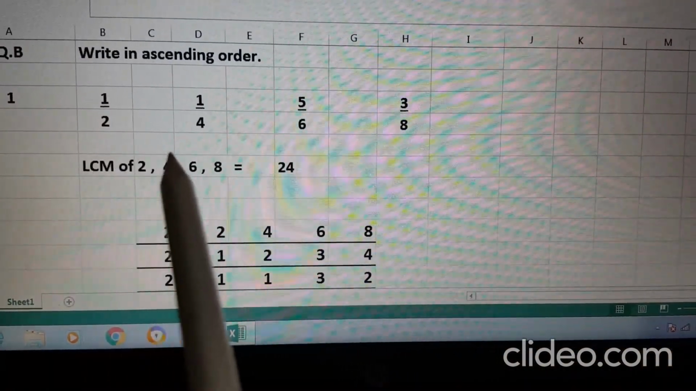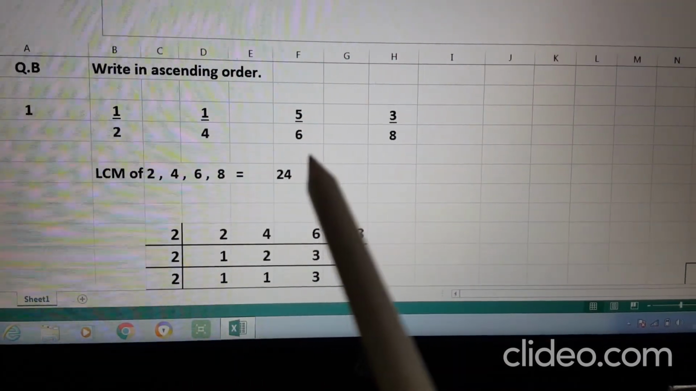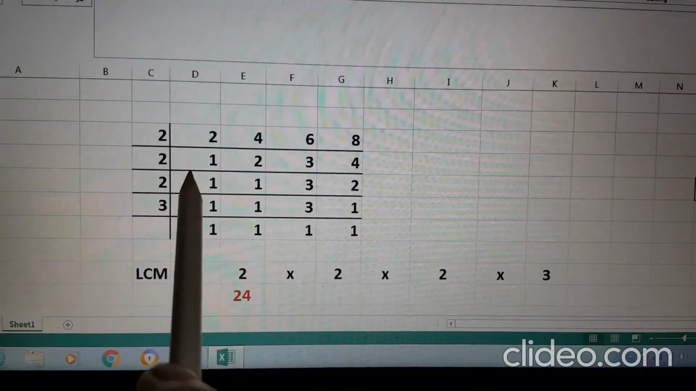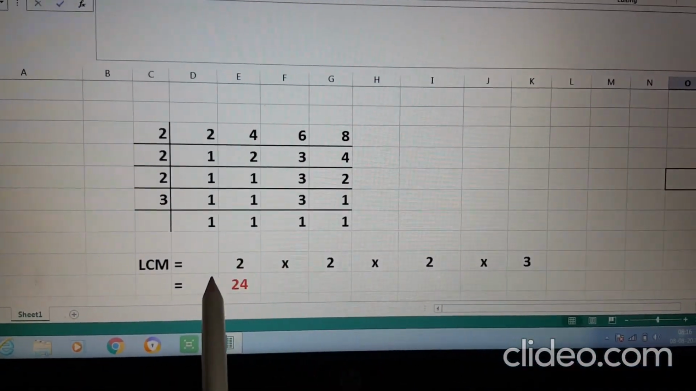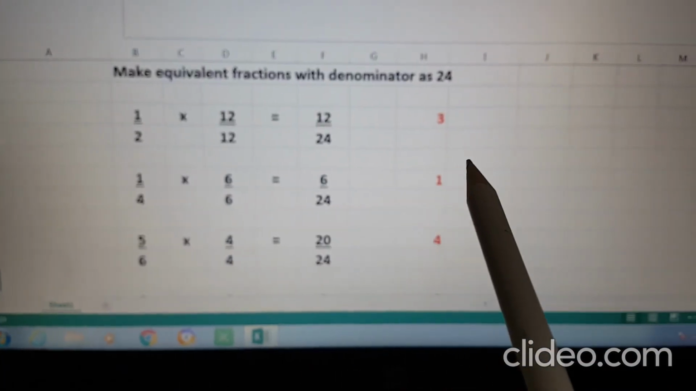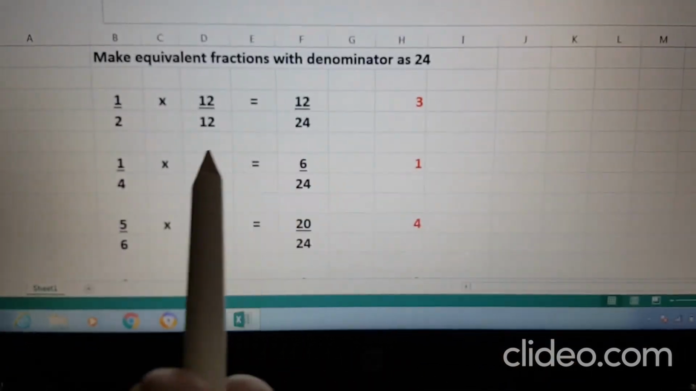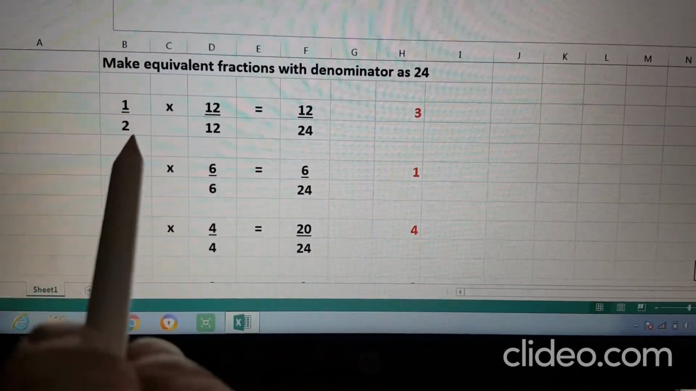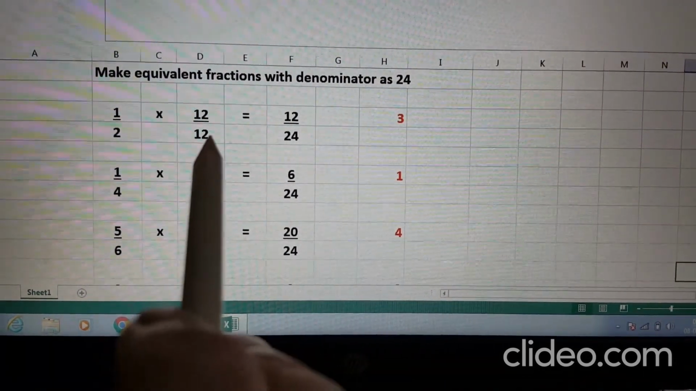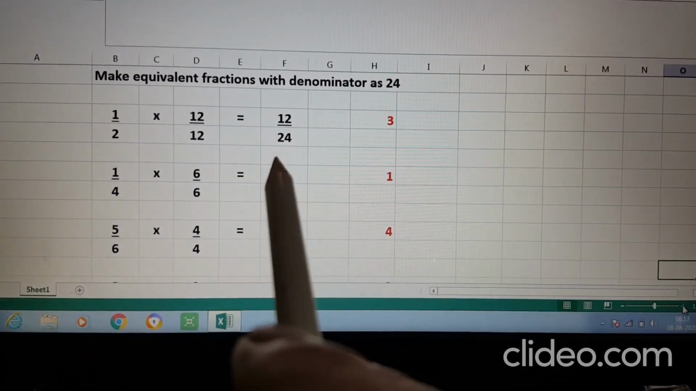So children, all denominators are different. So we will take LCM of 2, 4, 6 and 8. So the LCM of 2, 4, 6 and 8 we have found as 24. Now make equivalent fractions with denominator as 24. How to make equivalent fractions with denominator 24? So we will divide 24 and 2. What quotient we have got? 12. So we'll multiply numerator and denominator by 12. 1 into 12 is 12 and 2 into 12 is 24.